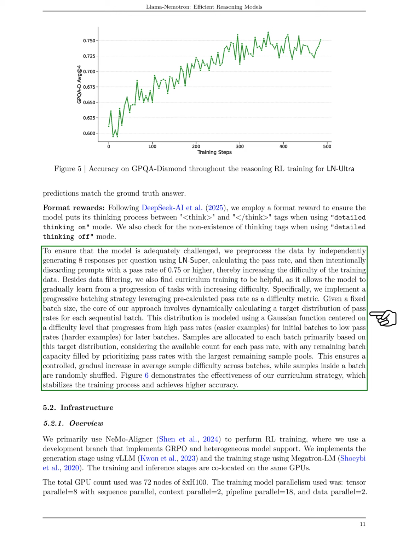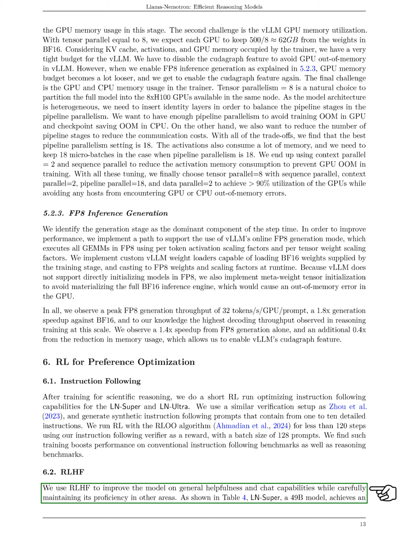After enhancing scientific reasoning, we conduct a brief RL run to improve instruction following capabilities for Llama Super and Llama Ultra. We generate synthetic prompts with varying numbers of instructions and use the RLOO algorithm for training, which improves performance on both instruction following and reasoning benchmarks. We also apply reinforcement learning from human feedback, RLHF, to enhance the model's overall helpfulness and chat abilities while maintaining its strengths in other areas.